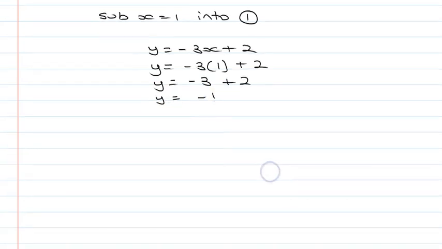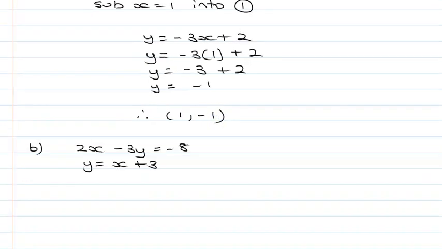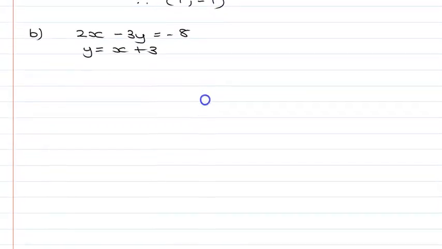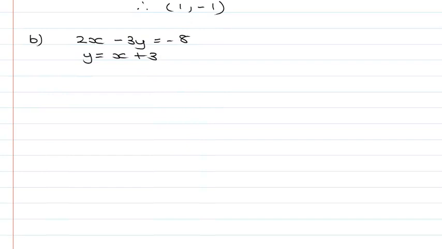Now I just summarize my solution and say, therefore, the point at which these two equations equal each other, or the point at which they meet, is when x is 1 and y is minus 1. And on to our second example. So we can see I've got two equations here. Label them equation 1 and equation 2.